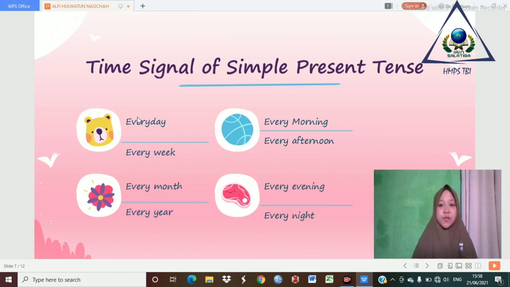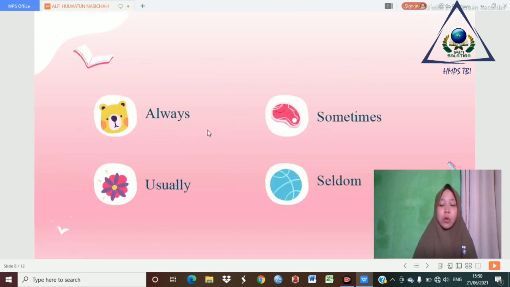Okay, next we will learn about the time signals of simple present tense. For the time signals of simple present tense, there are some of them. That is every day, every week, every month, every year, every morning, every afternoon, every evening, every night, and then always, usually, sometimes, and also seldom. If you know the time signals of the simple present tense, you will find it very easy to analyze the sentence.